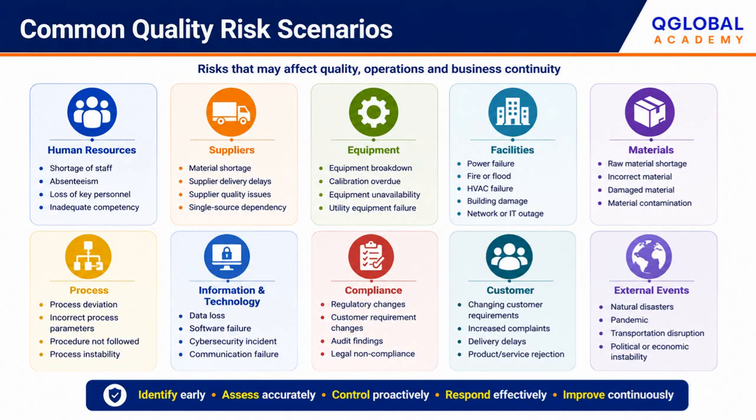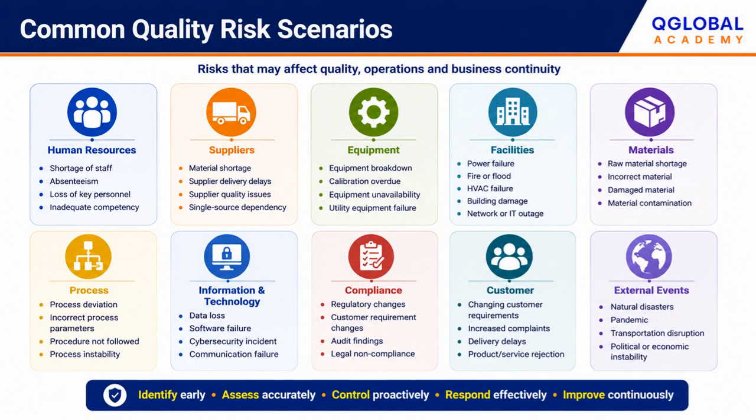Equipment is another major source of risk. Equipment breakdowns, overdue calibration, equipment unavailability, or utility failures can interrupt production or services. Moving to facilities, risks include power failures, fire, flooding, HVAC failures, building damage, or network and IT outages. For materials, organizations may experience raw material shortages, incorrect materials, damaged materials, or contamination.